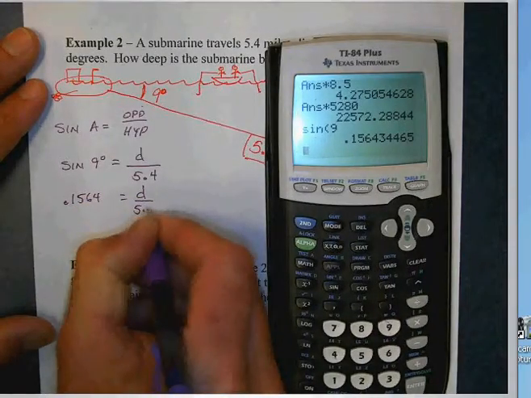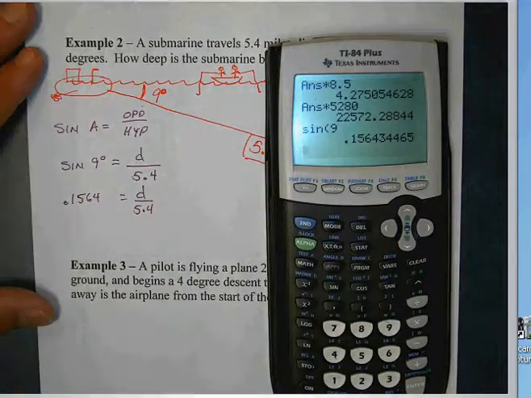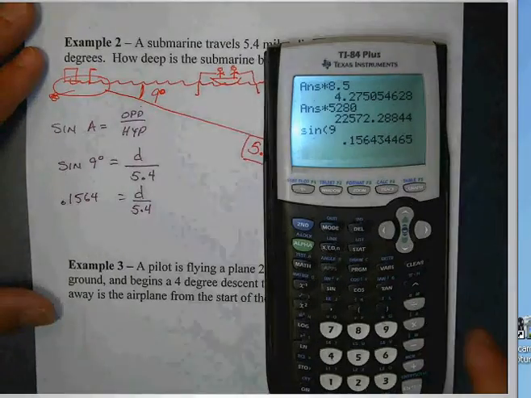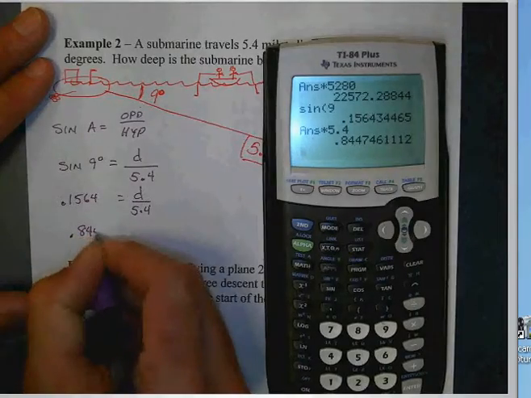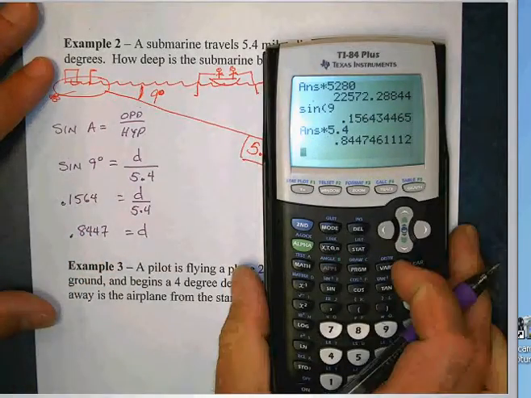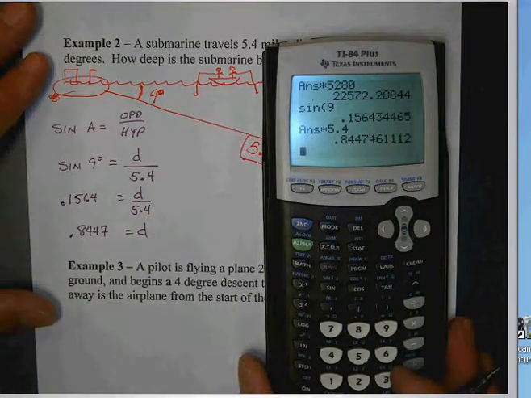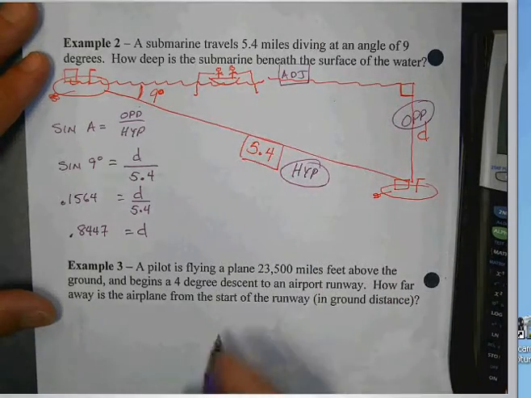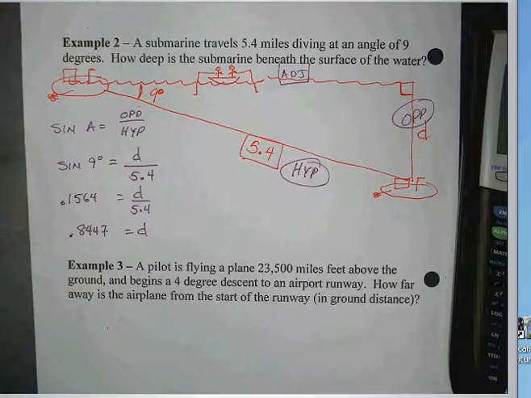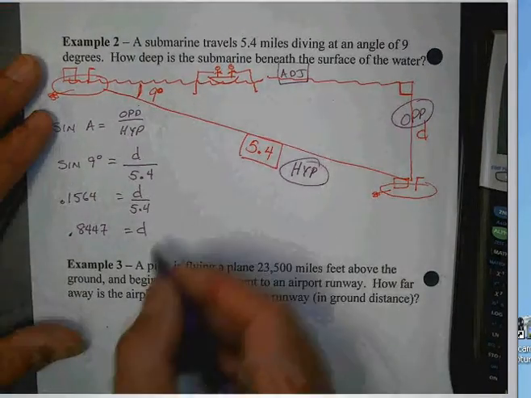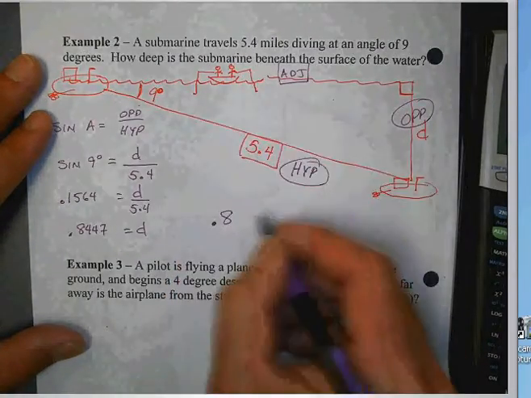How am I going to solve this? How would I solve it now? Okay, so multiply by 5.4. 0.8447 equals D. So what's my answer? It just says how deep is it. Do they ask for feet or fathoms or anything like that? No. So what are we going to say? 0.8 miles down.